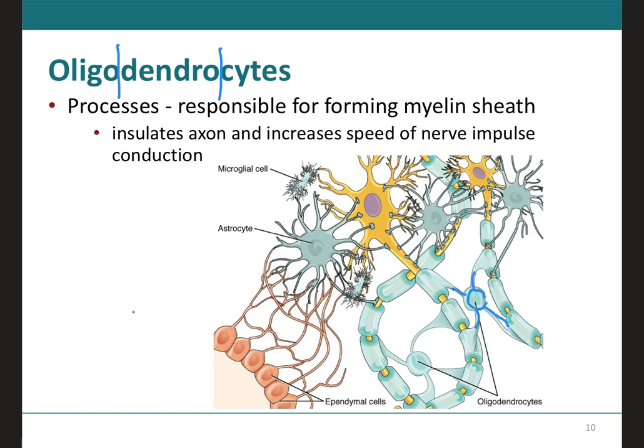Now, the processes of these oligodendrocytes, like we saw earlier, are responsible for forming and maintaining this protective covering around the central nervous system axons. And as you will see shortly, the myelin sheath is a lipid and protein covering around the axons that will insulate the axon, and it will also increase the speed of nerve impulse conduction. All of this we will see later on, still in this module.